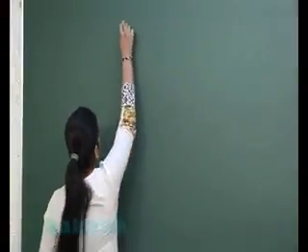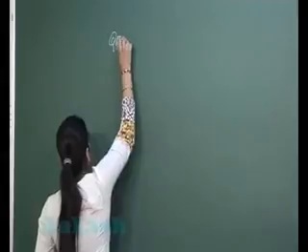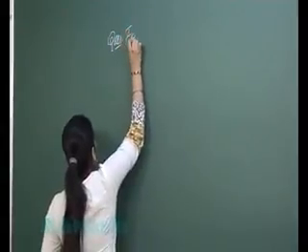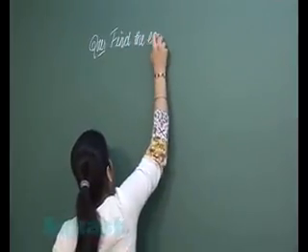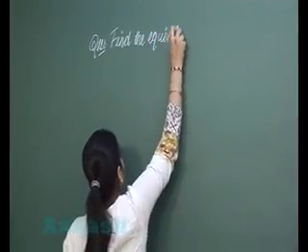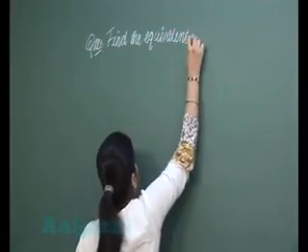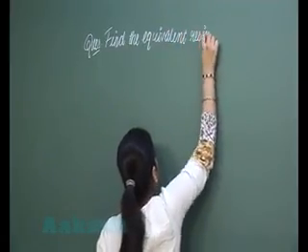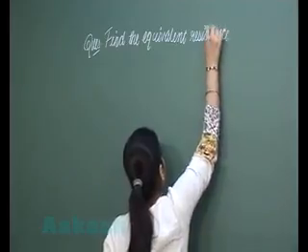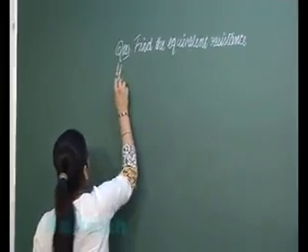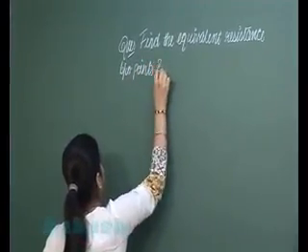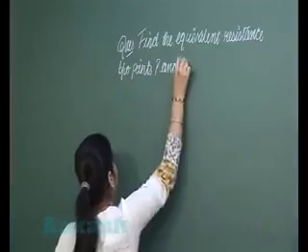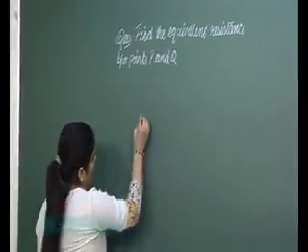Now student, let's discuss another numerical, and the question is, find the equivalent resistance between points P and Q. And student, the network which is given to us is this.